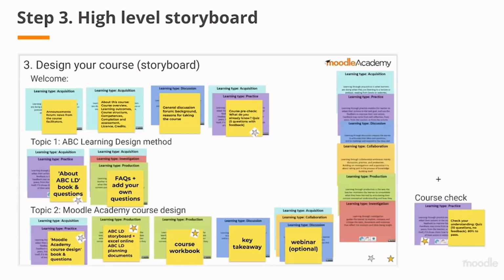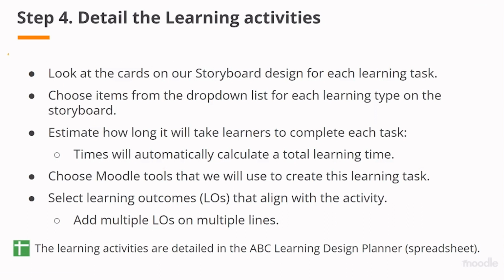Notice how there's a lot of formative assessments throughout the course. If we go back to the first slide, with some summative assessments towards the end of the last topic. In Moodle Academy, we try to include formative assessments throughout the learning journey. So once our high-level learning design is completed, we go back to our learning design planner and we start to break down each high-level task from the storyboard into a more detailed look at each learning type activity. So let's do that now.